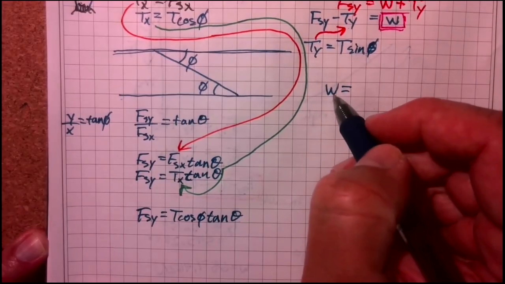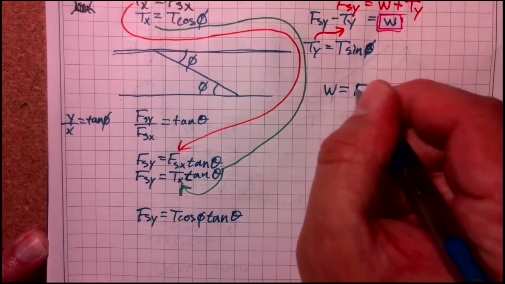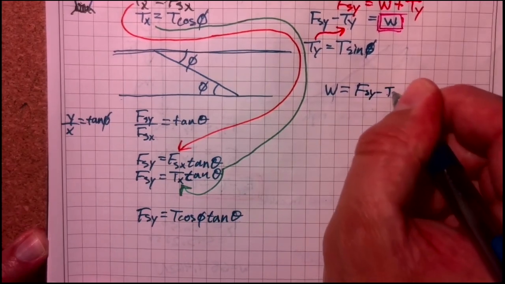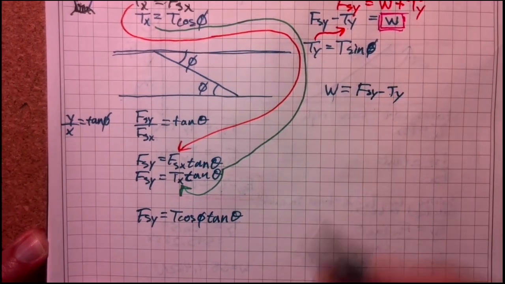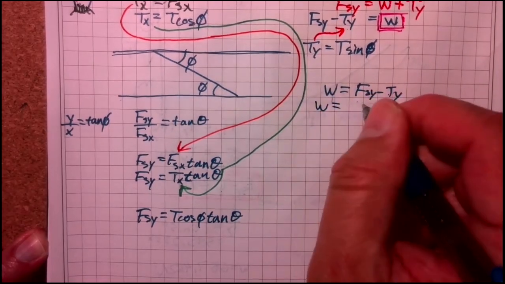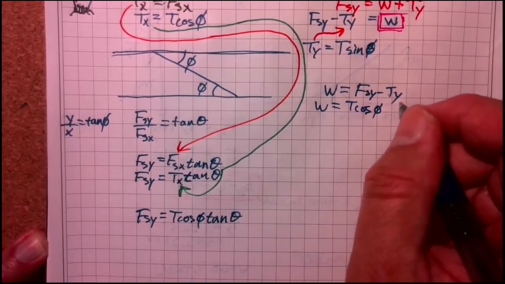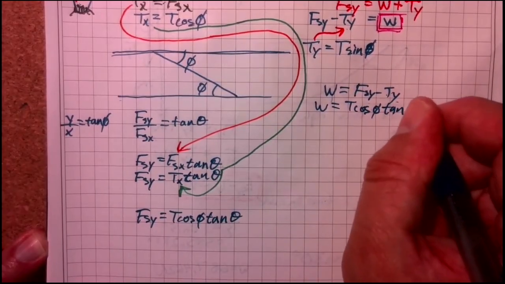W is equal to, we'll start here, F of s of y minus T y. Now we're going to substitute in, right? We found F of s of y, so we're going to have W equals T cosine of my angle phi times tangent of theta.